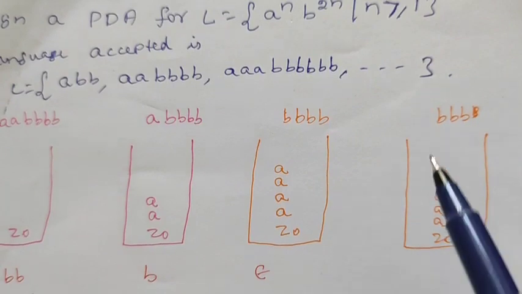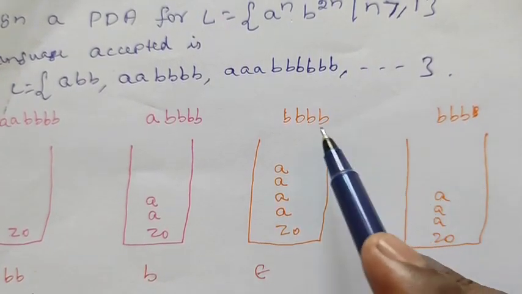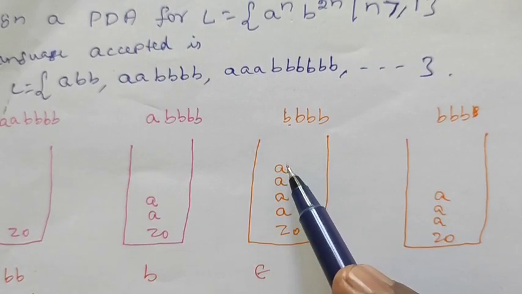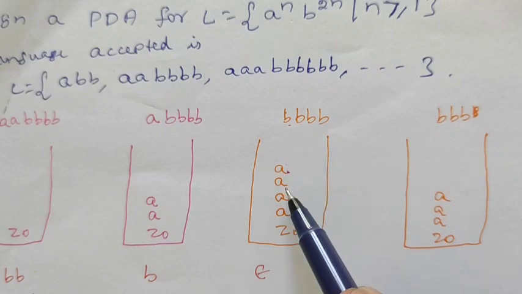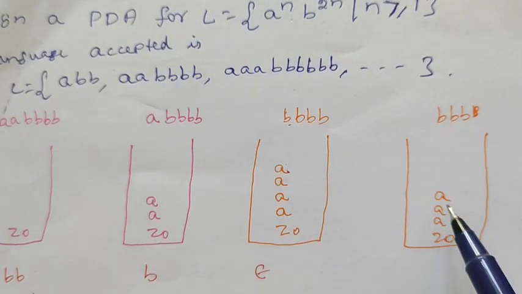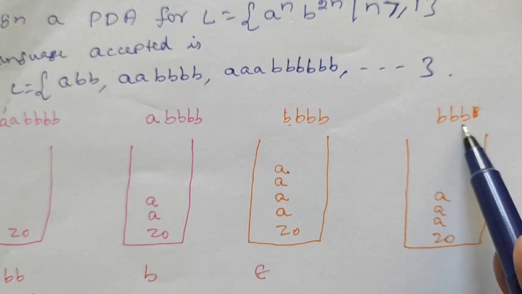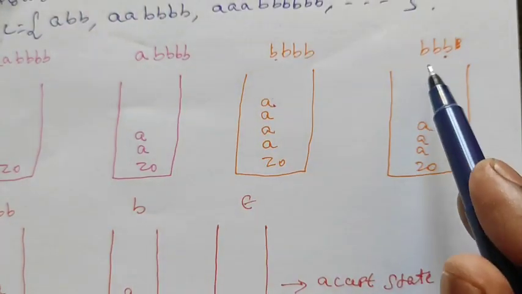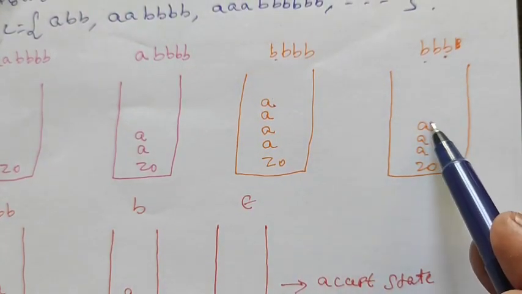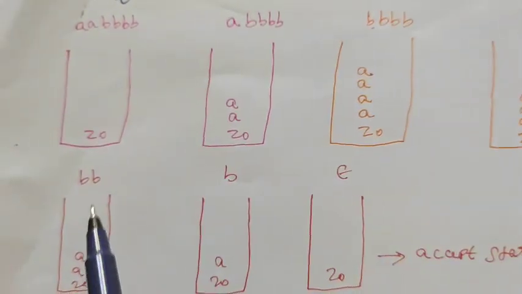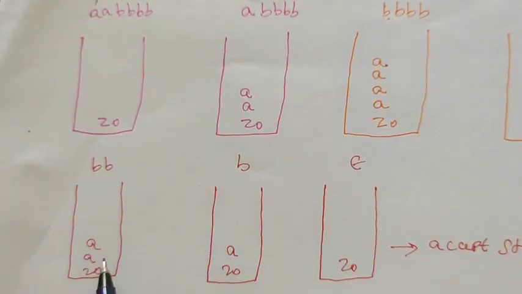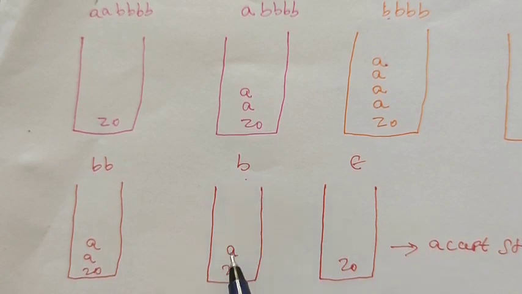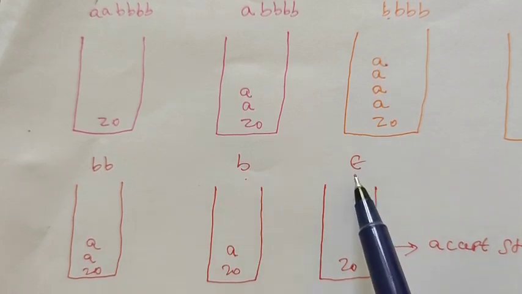Now the rule here is when we read the input b, and the topmost symbol is a, we have to pop the a out. When we pop this a out, 3 a's will be remaining, and we have 3 b's. We repeat this process. When we pop another a out, we have 2 b's and 2 a's. Finally we have 1 b and 1 a, and when we pop it out, nothing will be left as input.